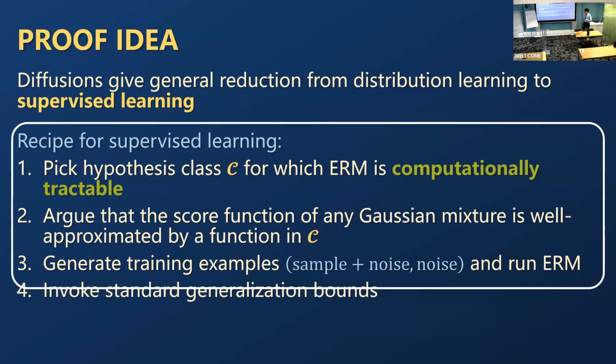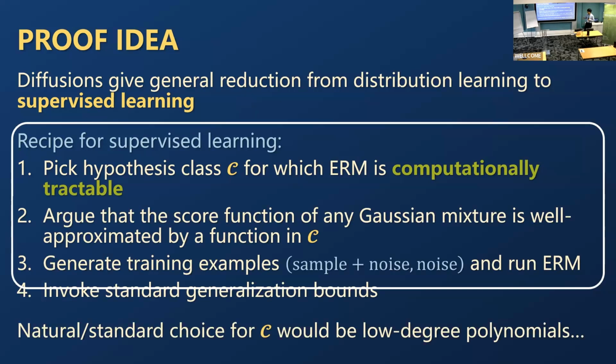And then you just invoke standard generalization. So for us, what we're going to work with, which is the natural choice coming from the theoretical computer science literature, is low-degree polynomials. These are things that you can learn using polynomial regression, and they're very expressive. They can be used to approximate a lot of nice smooth functions. So that's going to be our general strategy. But you can imagine applying the strategy to more general families of hypotheses.